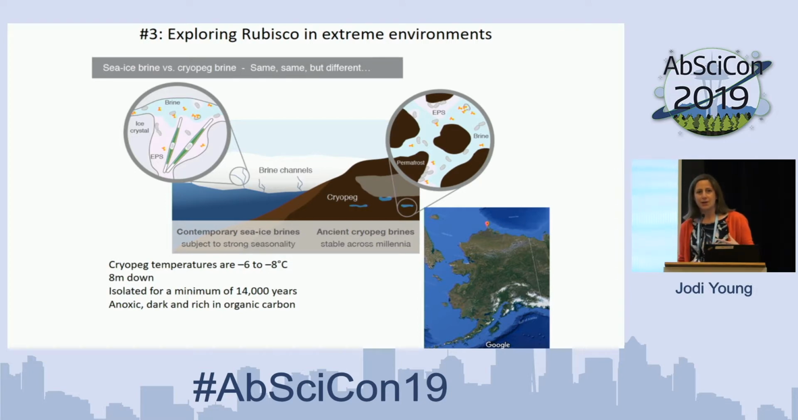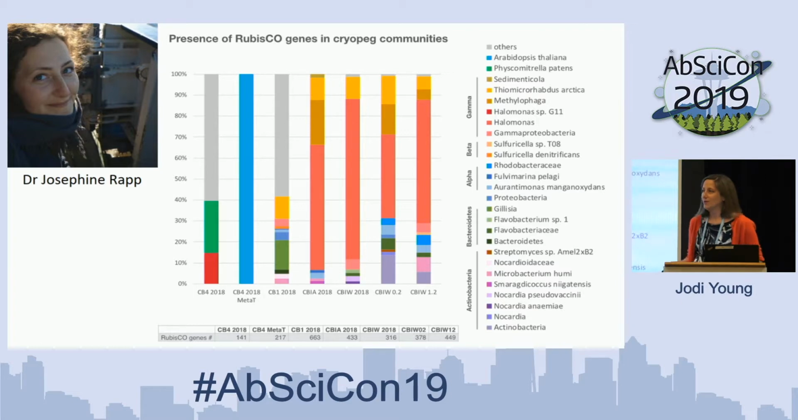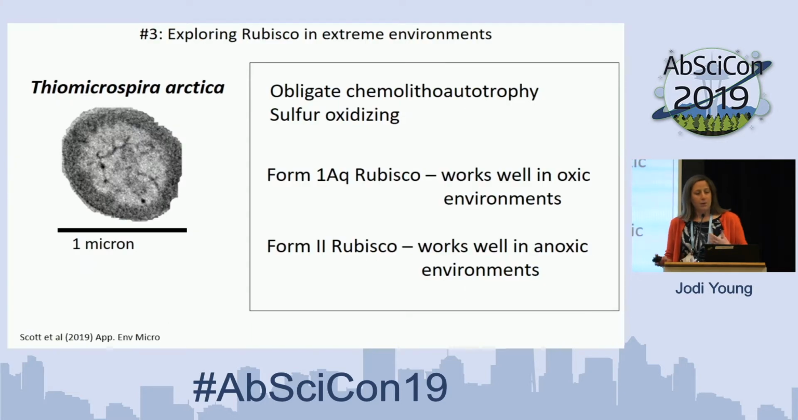So the vast majority of the bacteria in there are heterotrophs, but we wanted to see if there were Rubisco. And so once again, this work was done by Josie, who is Jodi Deming's postdoc. These are metagenomic samples from different cryopeg samples that they took. And these are Rubisco genes and their associated bacteria up here. So we see this wide diversity. They're not in high abundance, these genes, but they're definitely present in the cryopegs. Carbon fixation is happening.